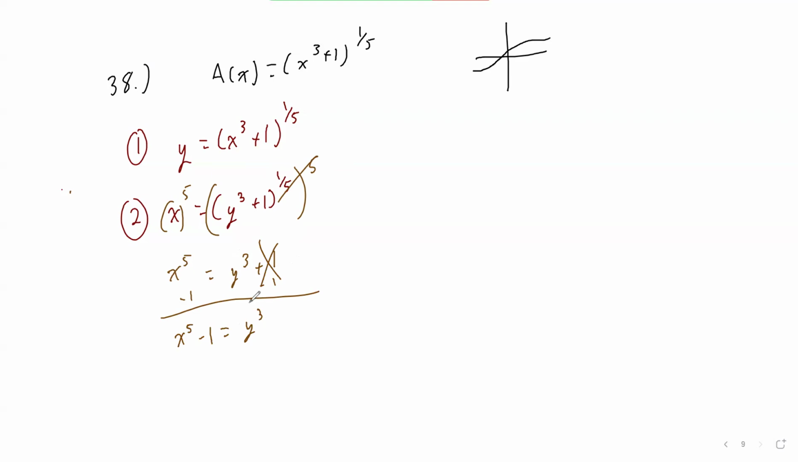And to get rid of a cube, we just take the cube root. So therefore, my third and final step, change y into the notation of my inverse, and I get the cube root of x to the fifth minus 1. And again, that being a cube root, I definitely know it's going to be a function.